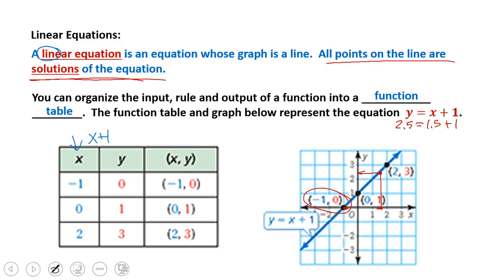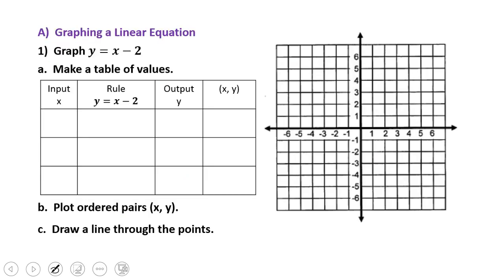Just the same way as if I put in negative 2.5 over here on the x and then draw it down and across, I would have my output as a negative 1.5. So every single point on that line is a solution, even if they are not perfect integers. All right? So ladies and gentlemen, let's spend a few moments actually doing some.